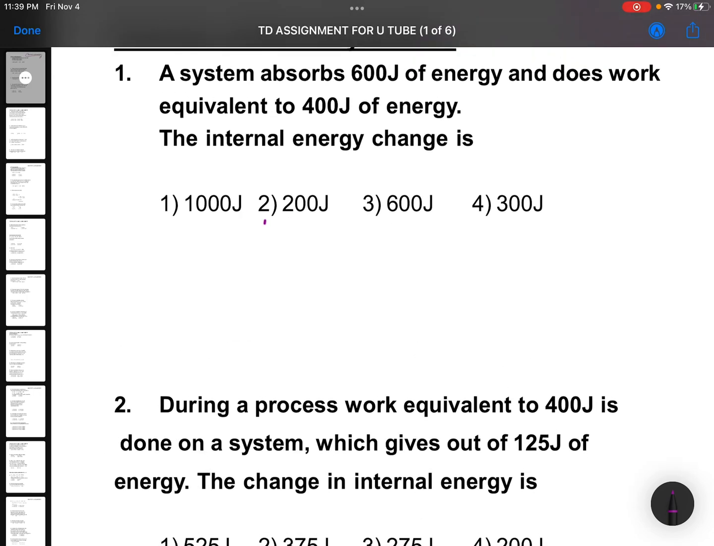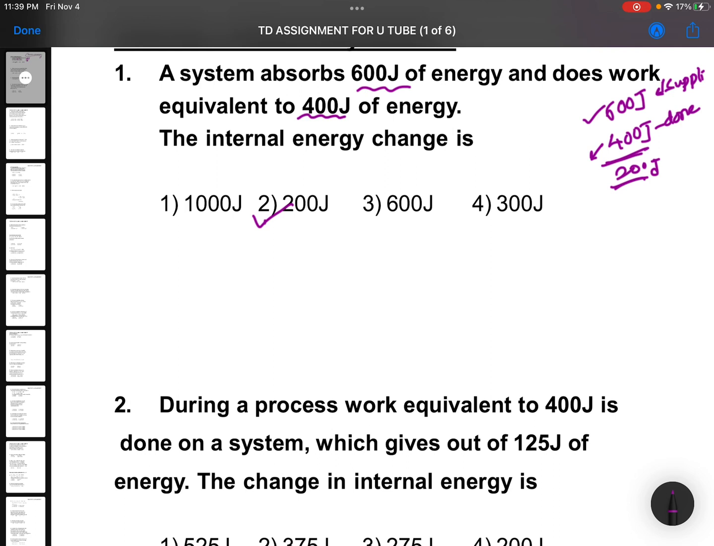A system absorbs 600 joules of energy. That means you are giving 600 joules of energy to a system, and it does work equivalent to 400 joules. It is doing 400 joules of work, done by the gas. It is supplied heat. That means I gave you 600 rupees. You spent 400 rupees. So what is your balance now? 200 joules.